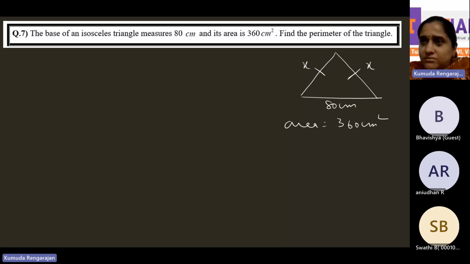Is the question understood? It's isosceles. The two equal sides are not known, so we call it x. The base is given as 80 centimeters, and we also know the area of the triangle. So what should you find? You should find the missing sides and then find the perimeter. How will you find the perimeter? Simply add the three sides and you'll get the perimeter.